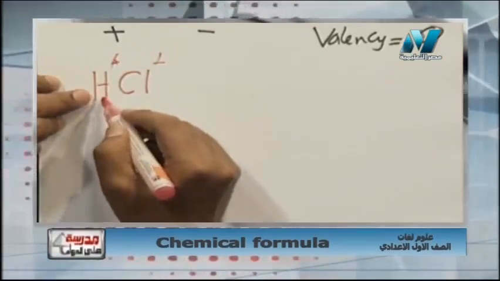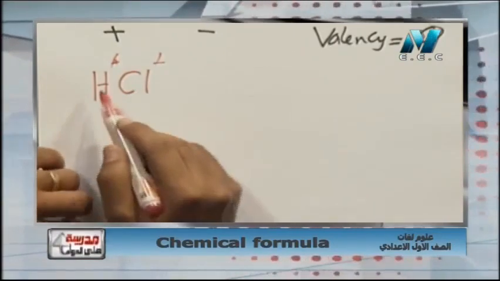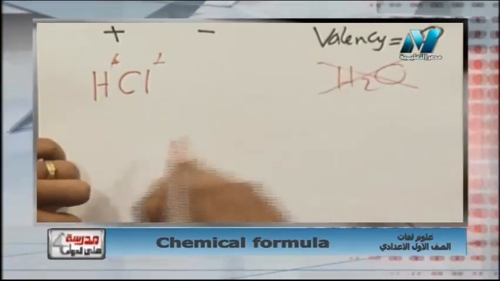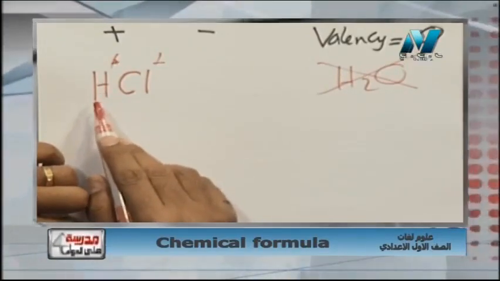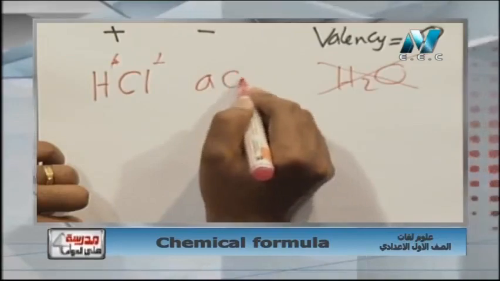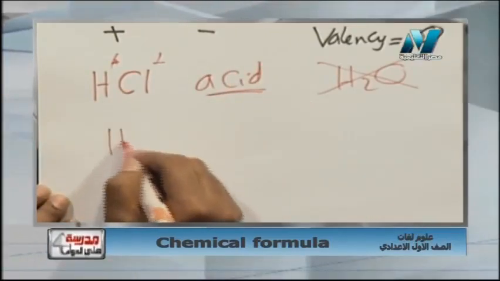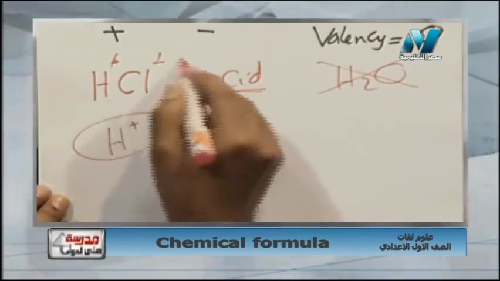Here, hydrogen is positive, Cl is negative. If it starts with hydrogen, except water, H2O, except water, any substance that starts with positive hydrogen means that it is an acid. And when it dissociates in water, it produces positive hydrogen ions.